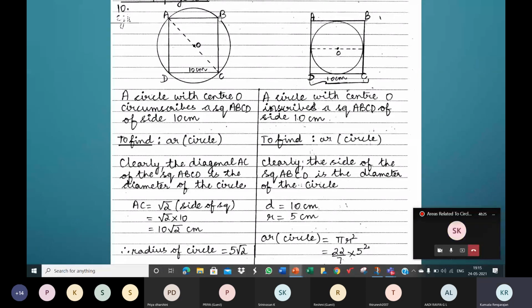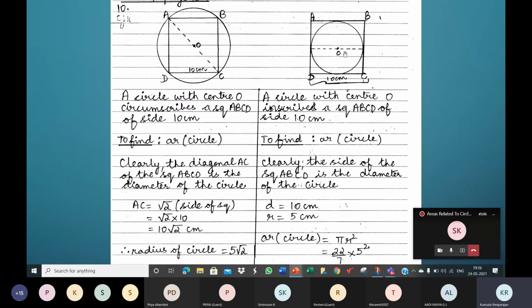See here. So here a circle circumscribes the square. That means the circle runs outside the square through its vertices A, B, C, and D. The square is inscribed in the circle. The circle circumscribes the square in the first case.